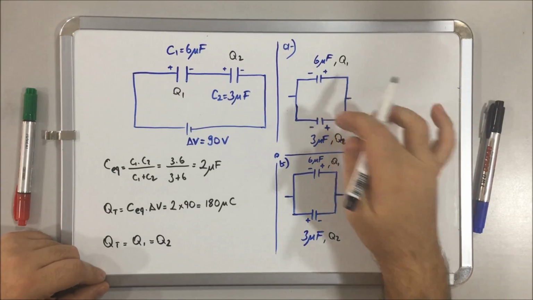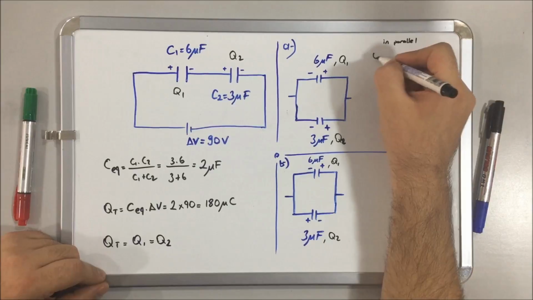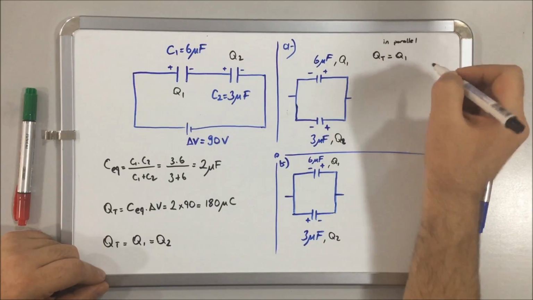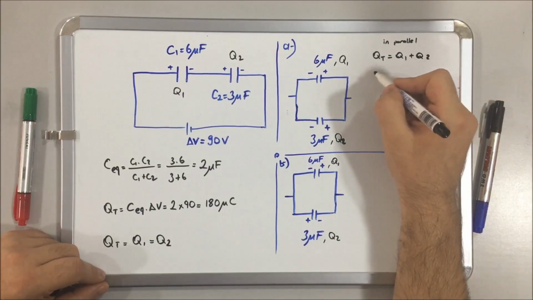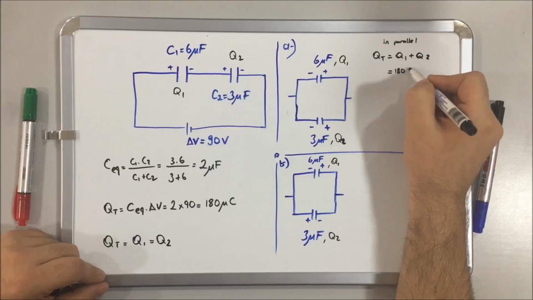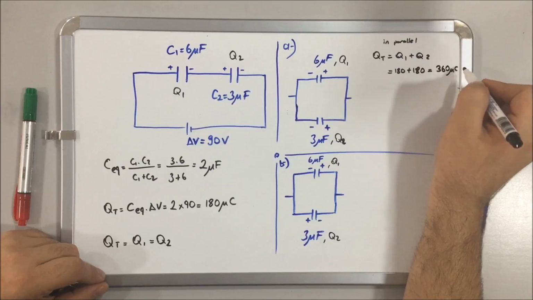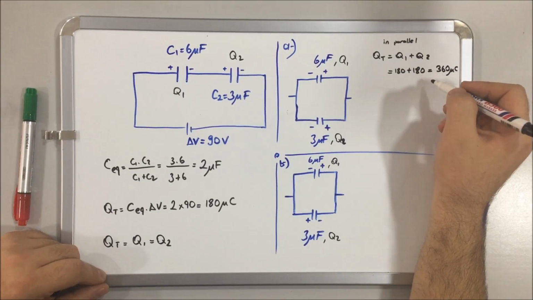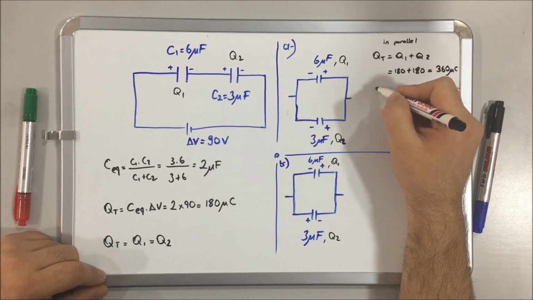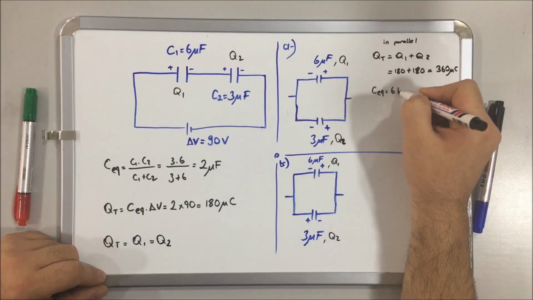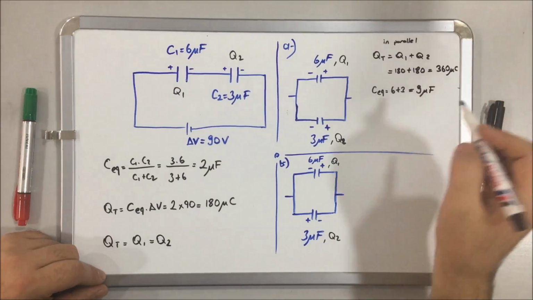But now they are reconnected in parallel. So Q total is equal to Q1 plus Q2, so it will be 180 plus 180, which is 360 microcoulomb. To calculate Q1 and Q2, I need the potential difference, and for the potential difference, I need C equivalent. C equivalent here is 6 plus 3, so it will be 9 microfarad.